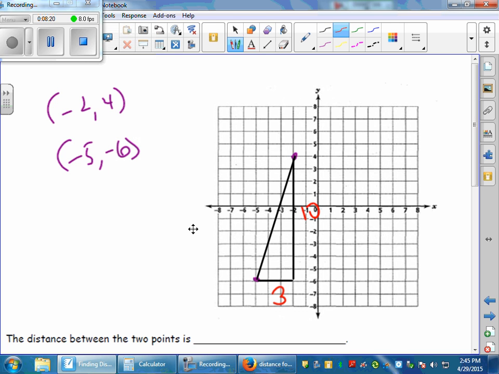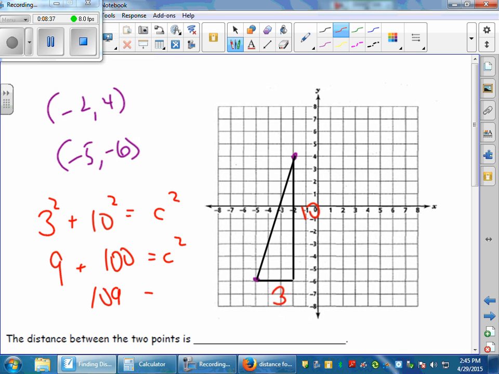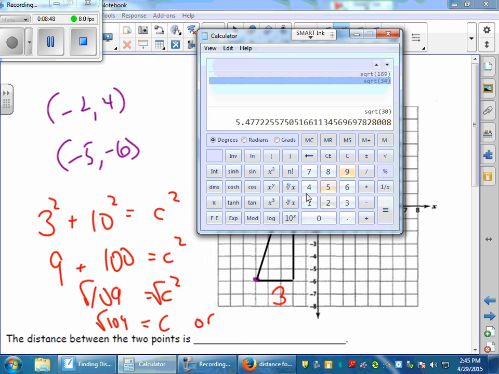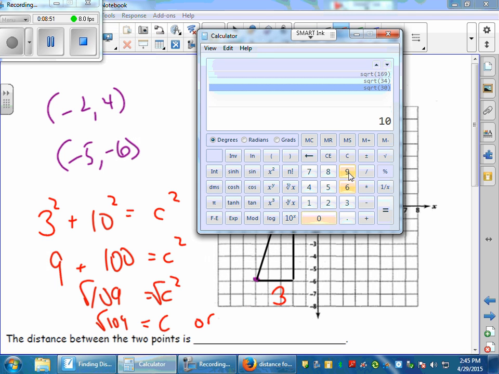And plug into my a squared plus b squared is equal to c squared. So 3 squared plus 10 squared is c squared. 3 squared is 9. 10 squared is 100, equal to c squared. 9 plus 100 is 109. So my answer is, after I square root, c is equal to either the square root of 109, or if I want to round it off to the nearest tenth, 10.4.